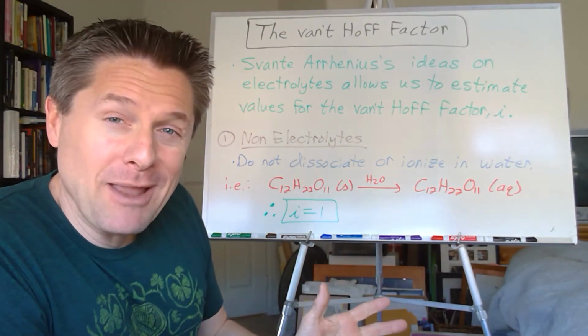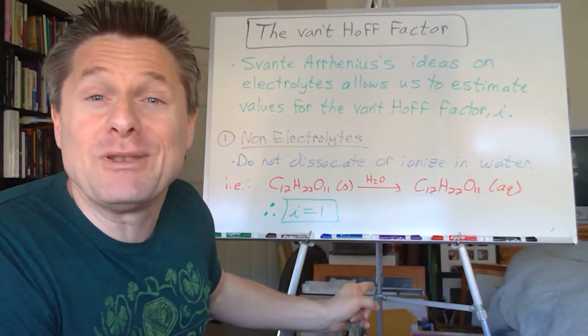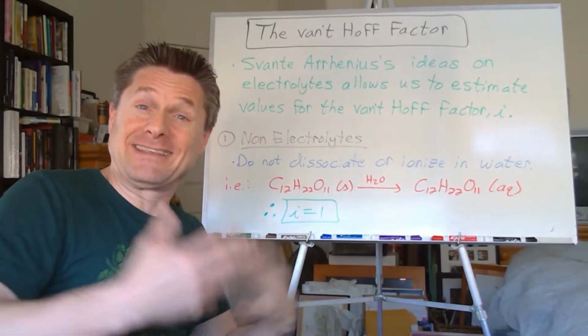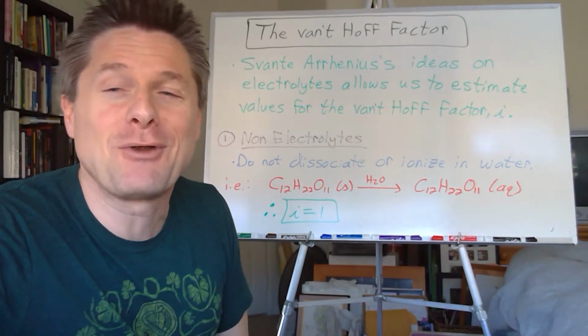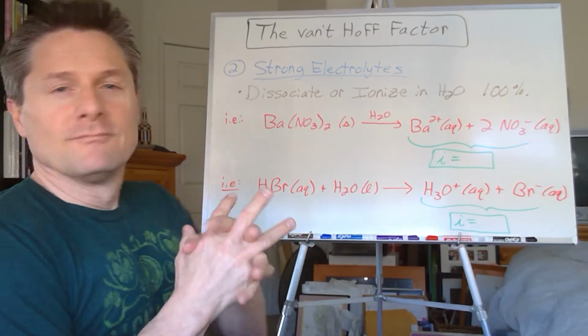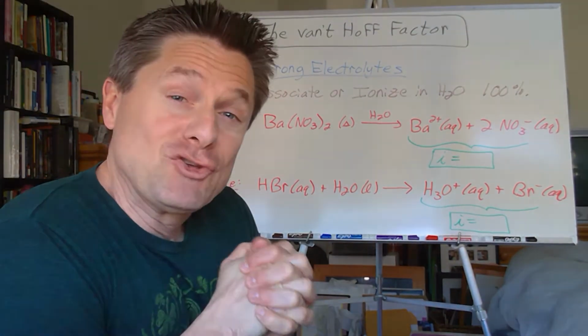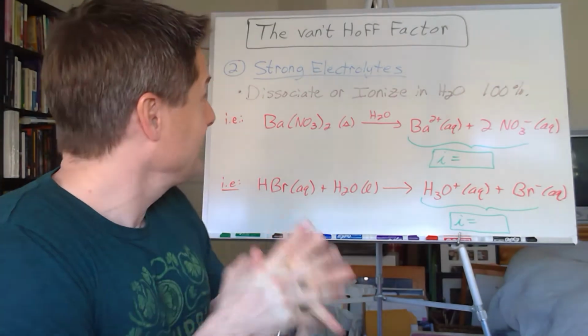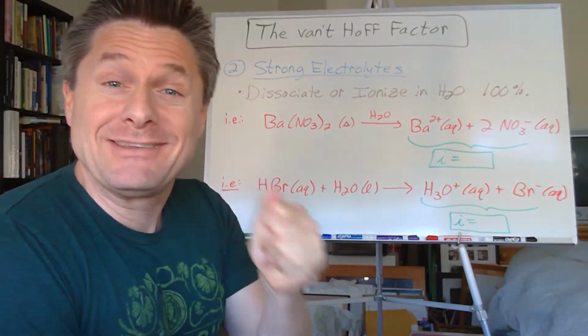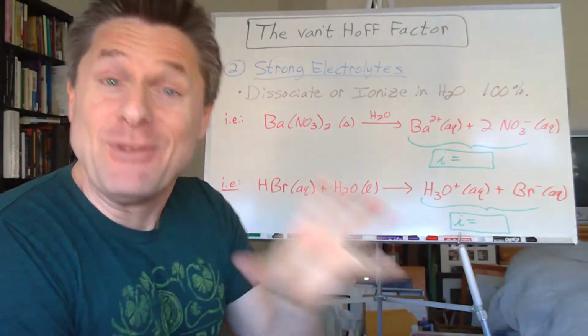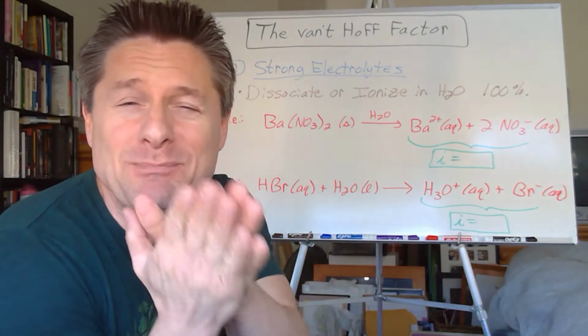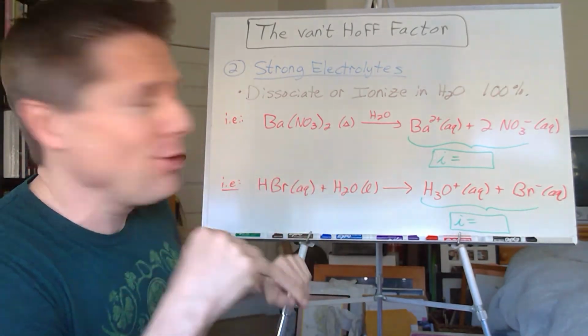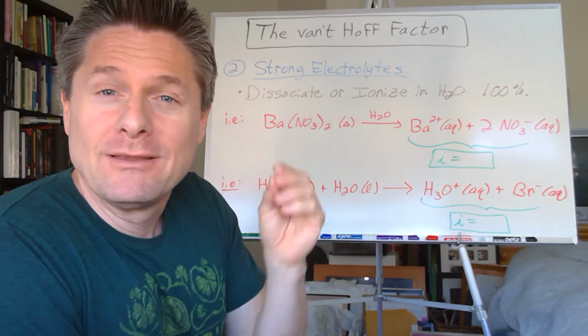Now, for weak and strong electrolytes, obviously i is going to be greater than 1, right? Because it's going to be forming more particles. Let's look at strong electrolytes. Remember strong electrolytes, my friends? And again, if you're not 100% confident in this, review the electrolyte video. Please, I beg of you. Learn. So these are electrolytes.